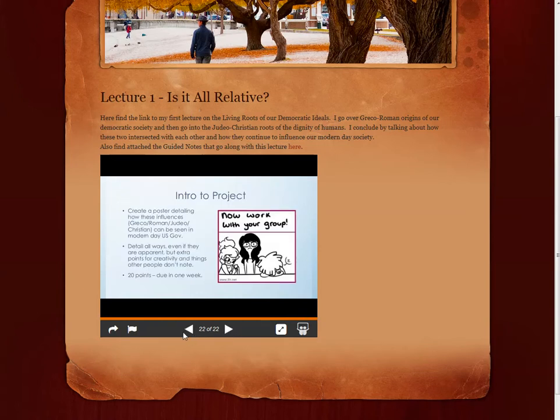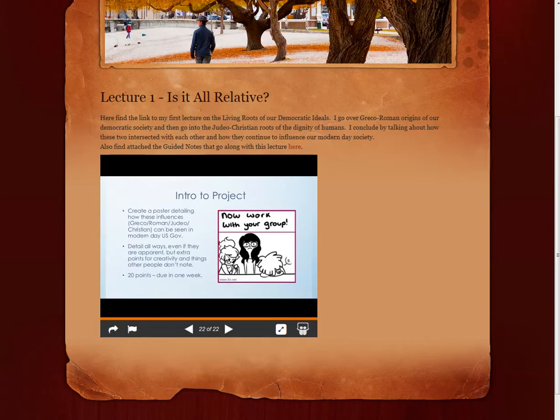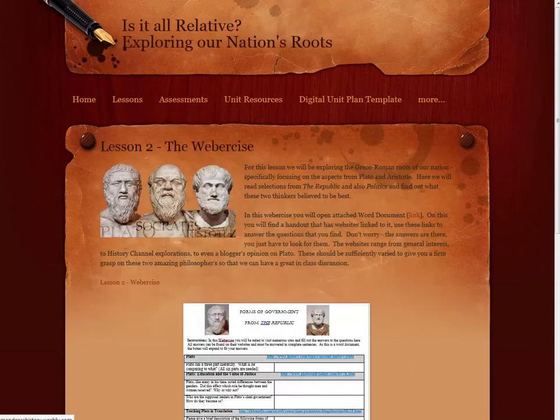I also have incorporated in here the group discussion. So this is a TPS activity, so think, pair, share. They'll go from thinking about it themselves to talking about it in a pair, and then sharing with a large group. So I've got the activities built in there, and then I already have the intro to a project right here. So this would be due in a week. It'd be after a lot of lessons already happened, so just giving them enough time to do it.